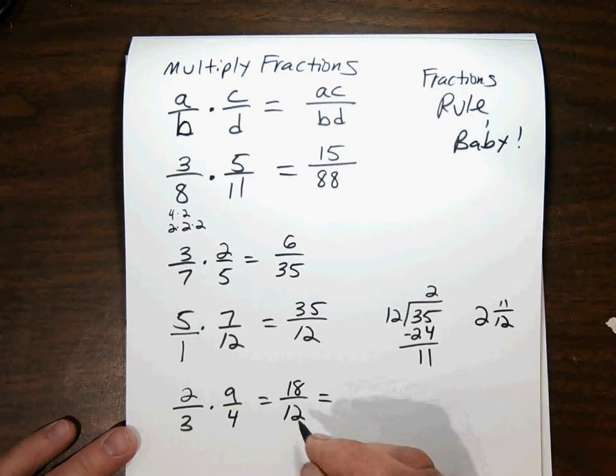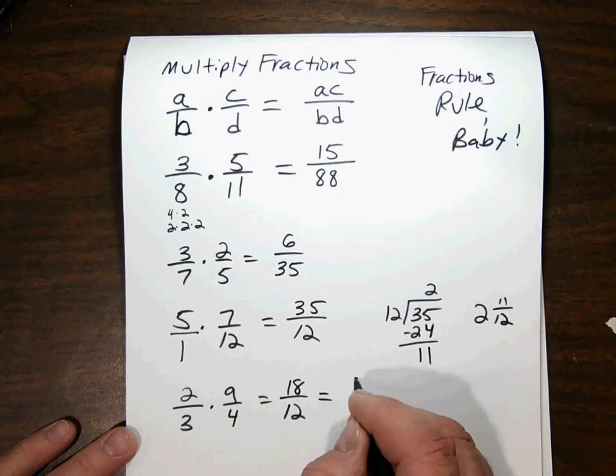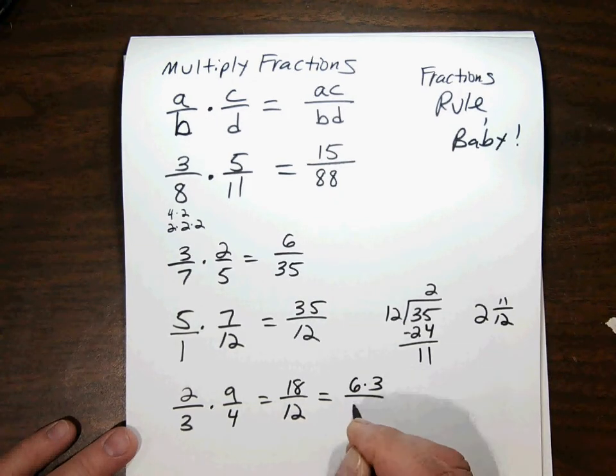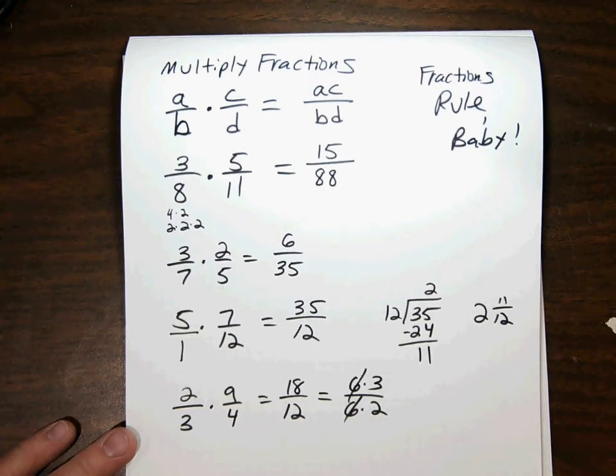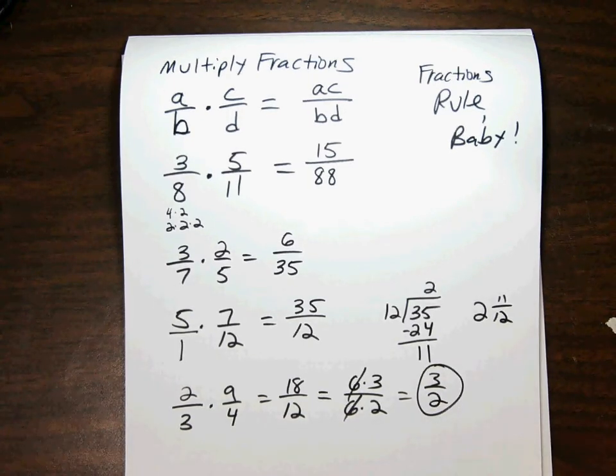Okay? Because I know, for example, there's a 6 hidden inside my 18. 6 times 3 is 18. 6 times 2 is 12. Cancel those 6's out of there. Okay, 3 halves is all that's left. Yeah, I could call it a mixed number, but 3 halves is reduced. Okay? All good there?